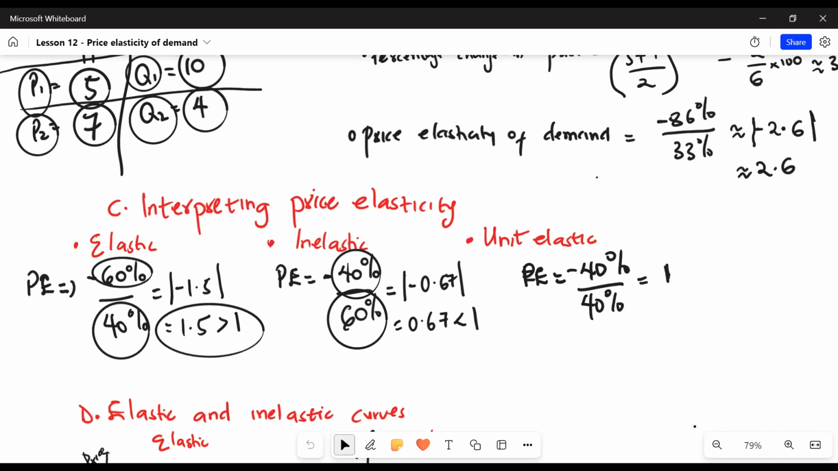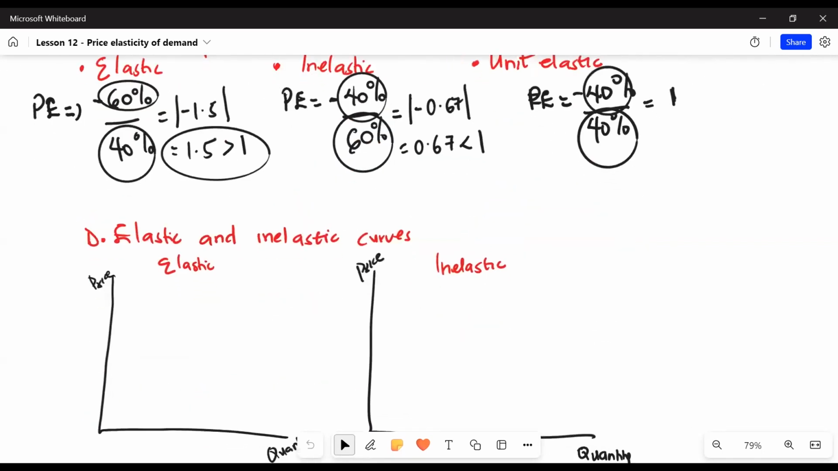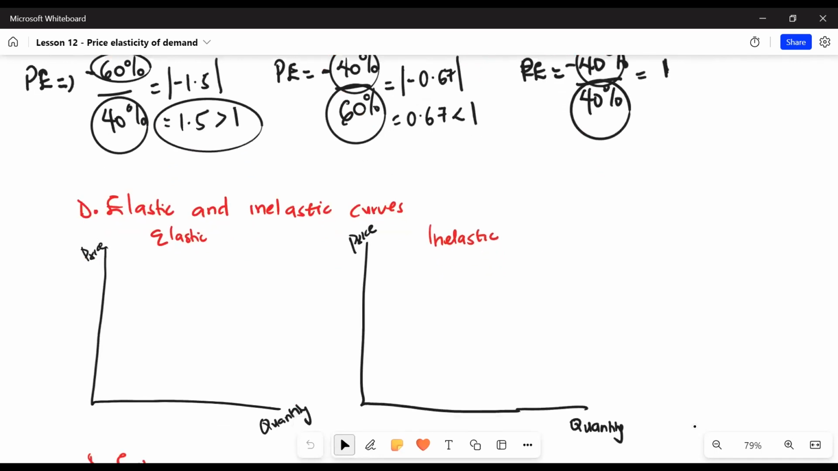What this means is that whatever percentage the price changes by, quantity demanded will also change by the same percentage. So if price were to reduce by 40%, quantity demanded will increase by 40%. If price were to reduce by 80%, quantity demanded will also increase by 80%. Now that we know the various types of price elasticities, let's look at the elastic and inelastic curves.